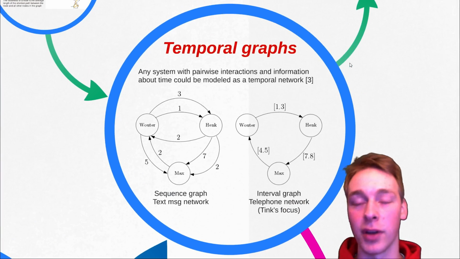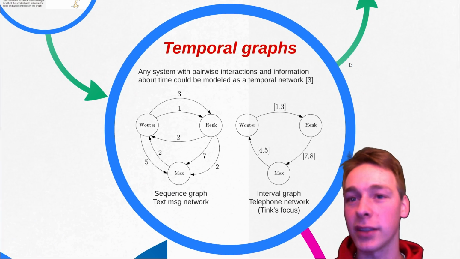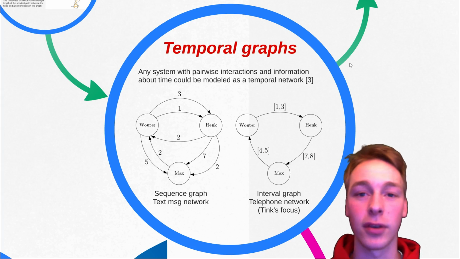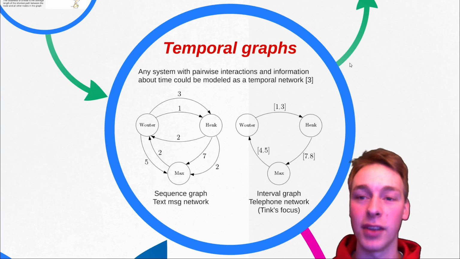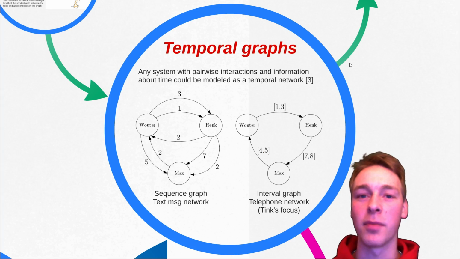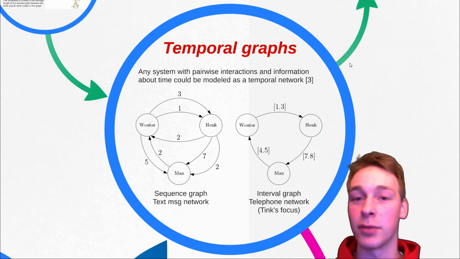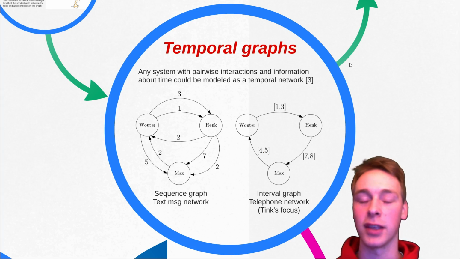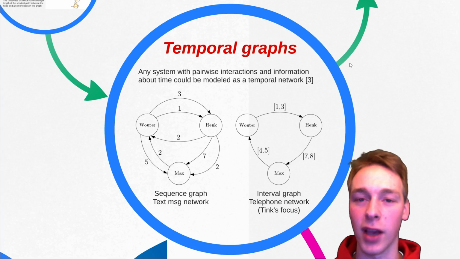A temporal graph. So Petter Holme once said, any system with a pairwise interaction and information about time could be modeled as a temporal network or a temporal graph. This basically means that you can model these things with time. So the edges or the relations are not always active. They are mostly active during a period of time.